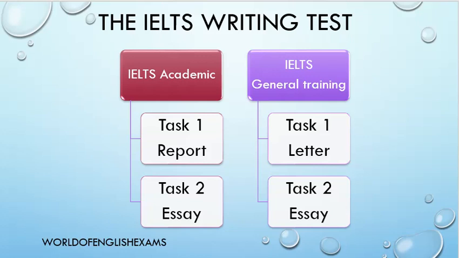Then the task 2 remains the same. It's still an essay. However, it must be understood that the essay topic and the question which is given will be slightly different for the academic and the general training tests. However, task 1 is totally different, as you can see here. In the academic test it's a report, while on the general training test it is a letter. Now let's understand and focus on each of these task 1 topics particularly.